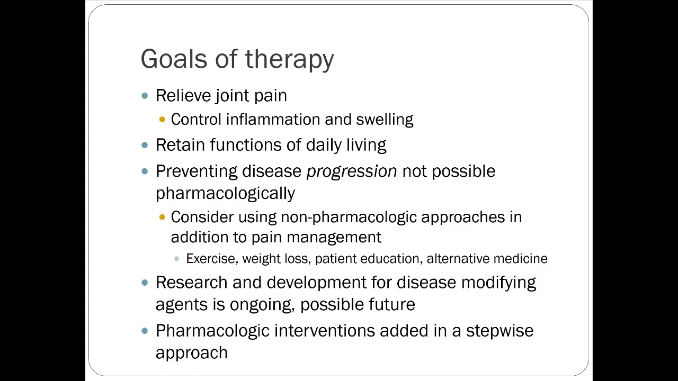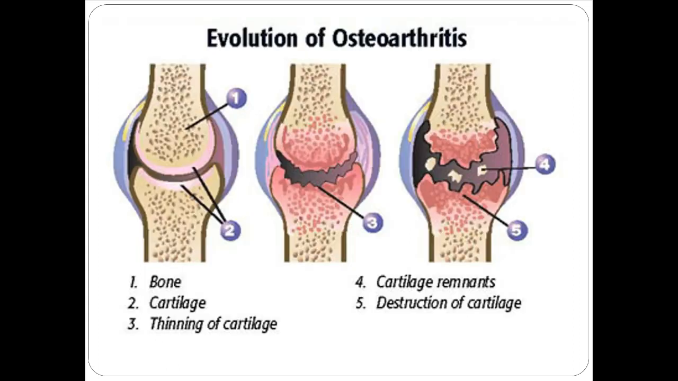Pharmacologic interventions add in a stepwise approach. So really we're going to approach it like the WHO ladder that I showed you on the last pain lecture. So we're looking at starting people with basics and then moving up. Ideally, we're avoiding opioids. For osteoarthritis, opioids generally aren't indicated, but it could be in some rare cases. Breakdown of cartilage between the bones. Bones grind together. It causes inflammation and pain.